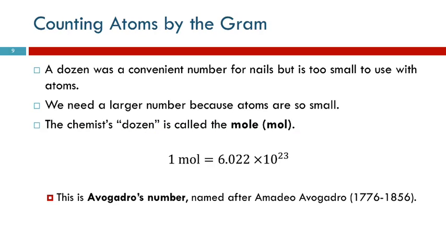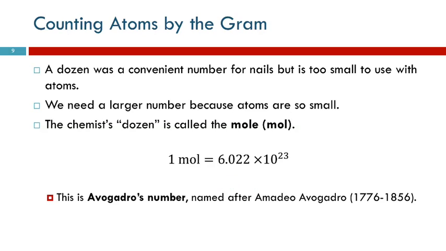A dozen is 12 things. A mole is a few more than 12. 6.022 times 10 to the 23rd things. Could be atoms, could be molecules, could be people. They wouldn't fit on the planet, but it could be people. You could have a mole of things, right? It's a counting number just like dozen or ream.